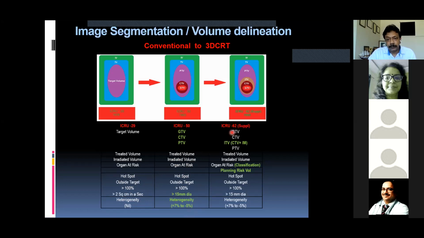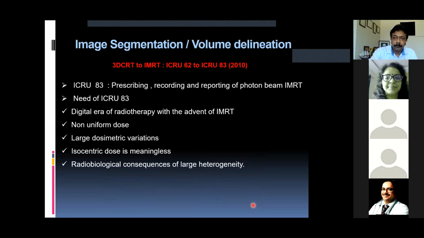ICRU 62 is a supplement of ICRU 50, where there is a new volume, that is CTV plus internal margin, and organ at risk were classified in this ICRU 62. They have also defined a new volume, that is planning risk volume, which is similar to the CTV to PTV margin, and the rest is the same.